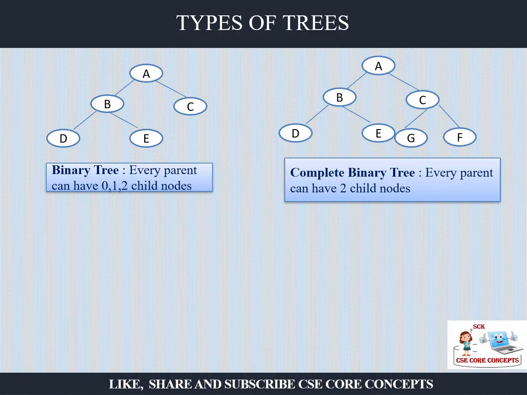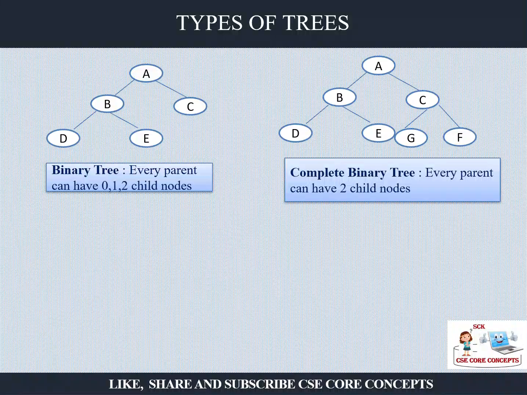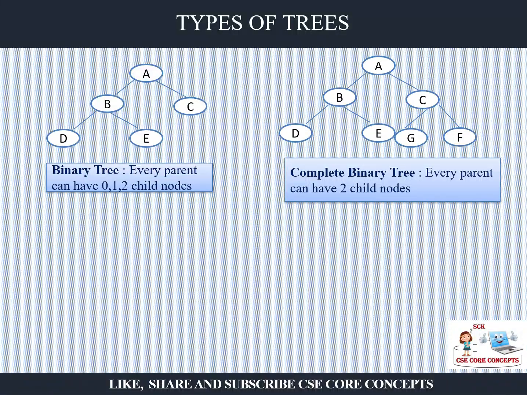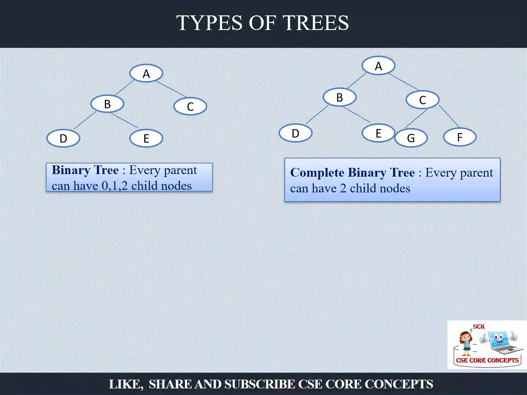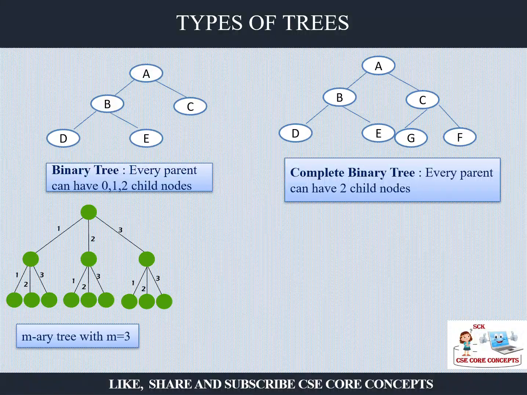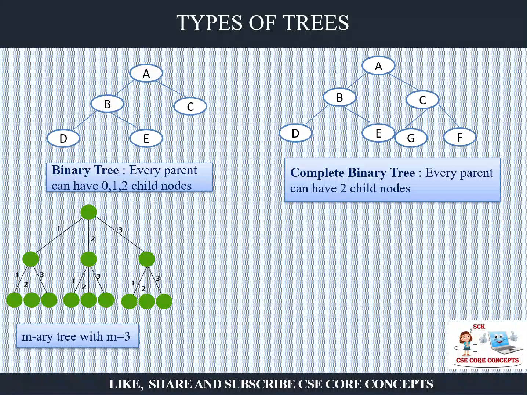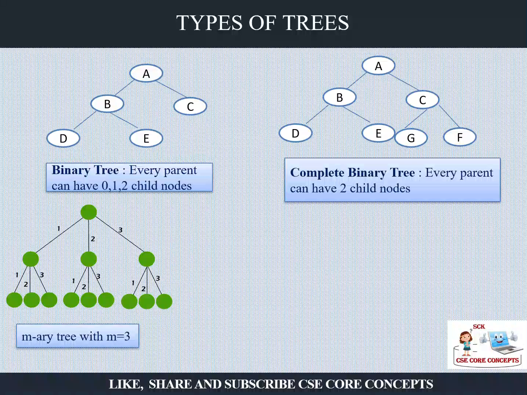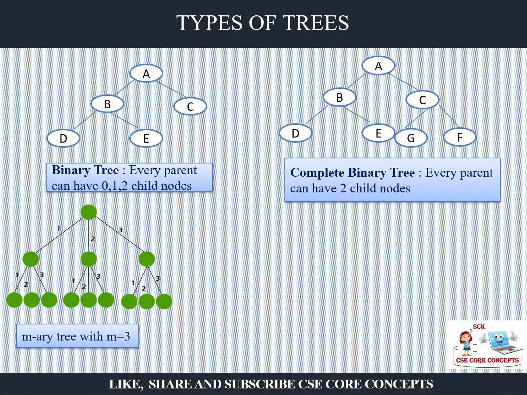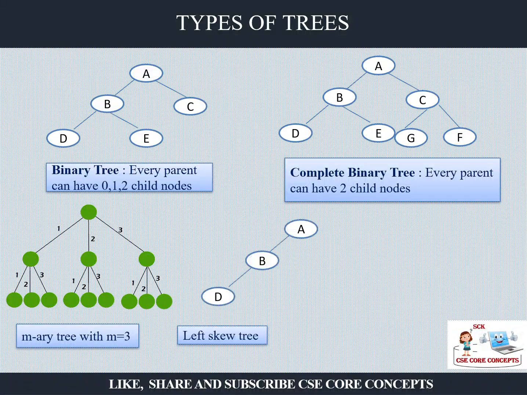Then complete binary tree. Complete binary tree means every node has exactly two children. You can see the difference between the first figure, that is a binary tree, and the second figure, that is the complete binary tree. It has exactly two children. And an M-ary tree is one where there can be more than two children. Here you can see the root node has three children, and each of its children again has three children. So it is an M-ary tree.